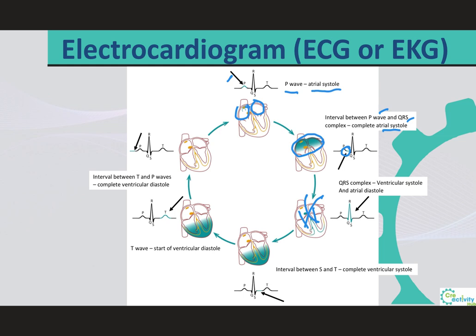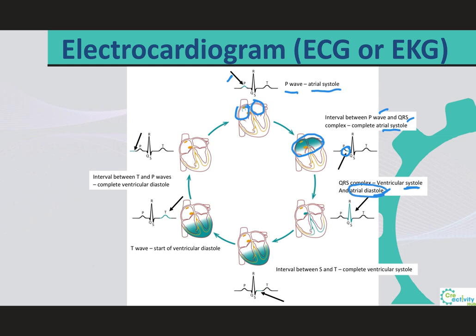Now, another thing that occurs during the QRS complex is the atrial diastole, which is the relaxation of the atria. It makes sense that during the ventricular contraction, you're going to have the atrial relaxation. Therefore, they will occur at the same time. However, the atrial diastole is so small compared to the ventricular systole that the electrocardiogram does not detect this step.